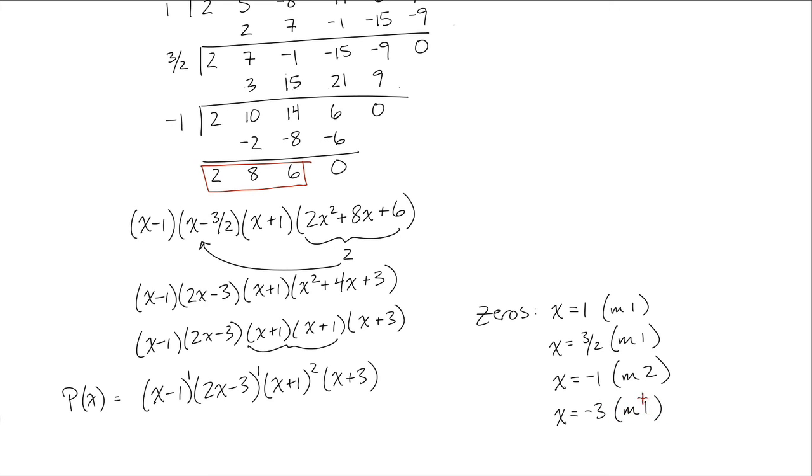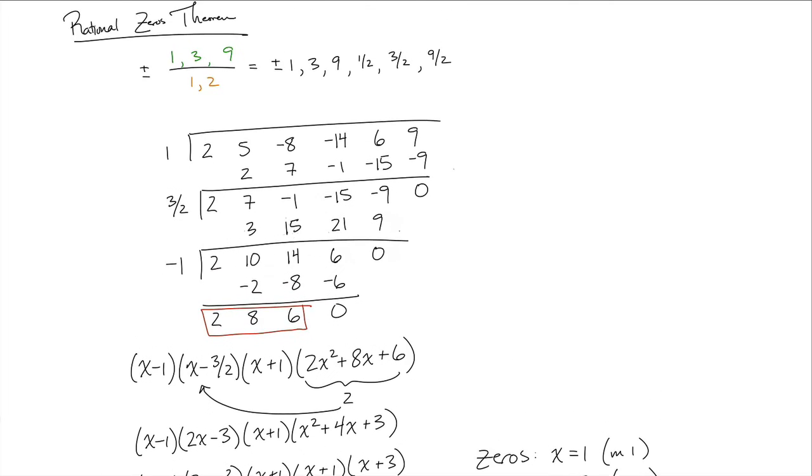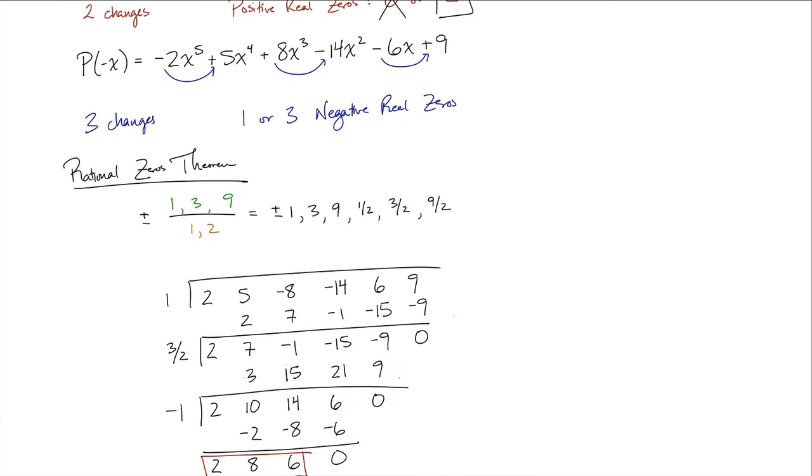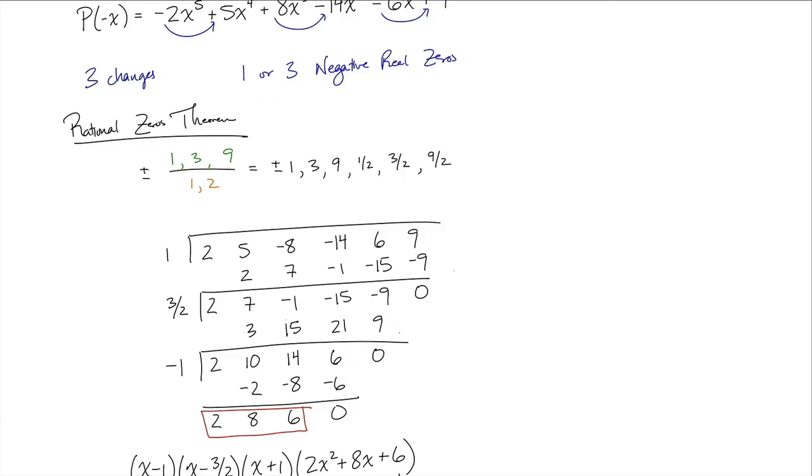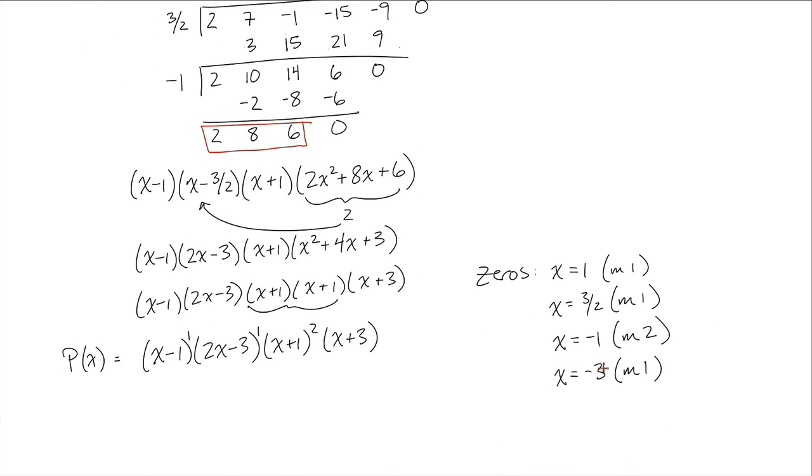And you'll notice here that counting multiplicities, we have 2 negatives here and a negative here. That's 3 negative zeros, which matches what we wanted. Up here, we wanted 1 or 3 negative real zeros. And we found 3 of them, okay? And we had, of course, those 2 positives that we were expecting earlier as well.